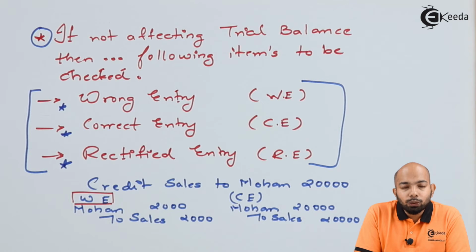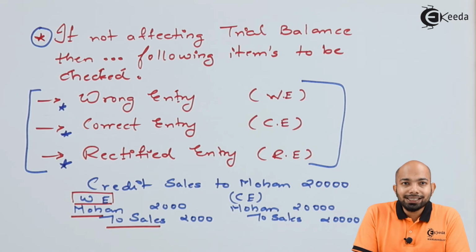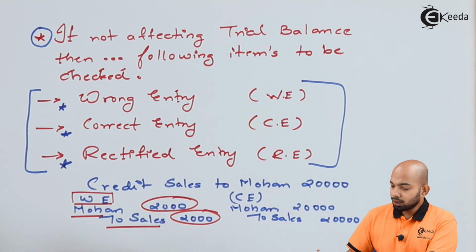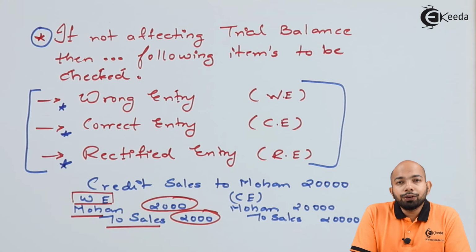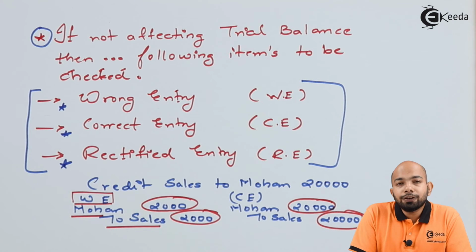Now, the question says credit sales to Mohan rupees 20,000, however posted as 2,000. The wrong entry will be mentioned here: Mohan account debit to sales account. The entry is correct. However, the amount that has been mentioned is 2,000. That's the wrong entry. When we talk about the correct entry, we'll again pass the same entry. That means Mohan account debit to sales account. However, instead of rupees 2,000, we'll be mentioning 20,000. Now we have a difference of 18,000.